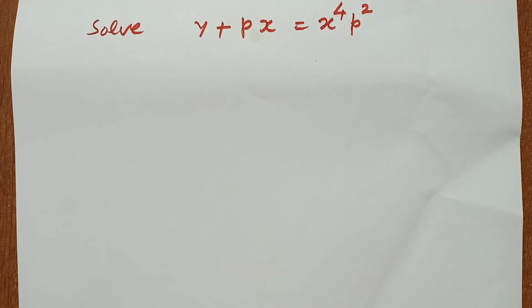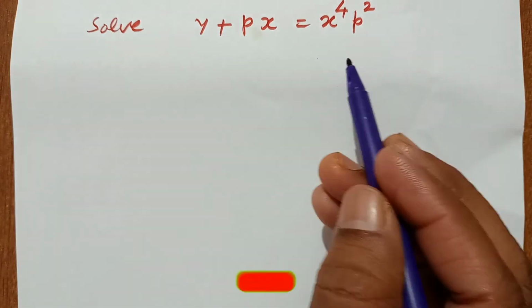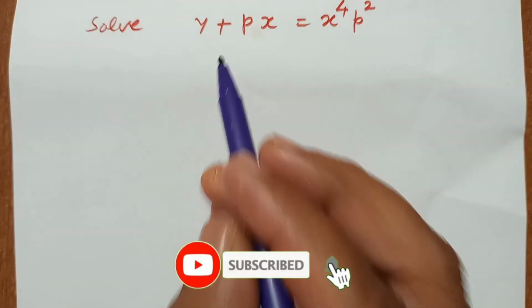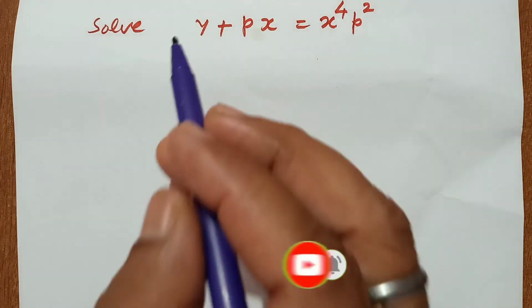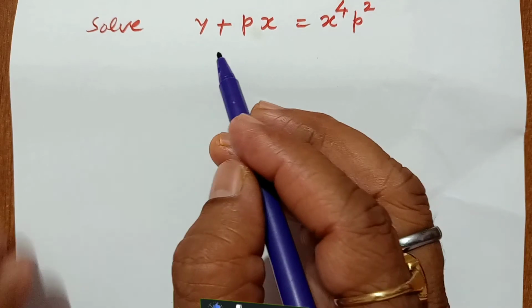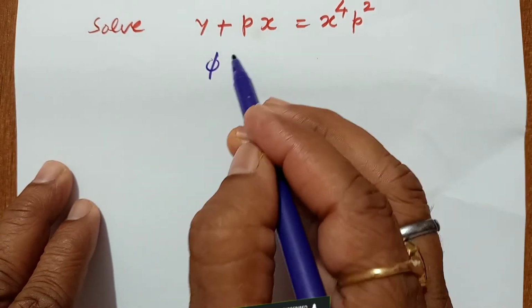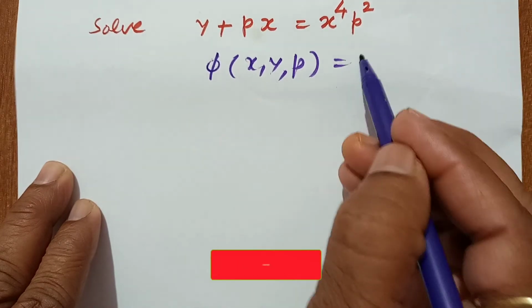Some examples on differential equations which are solvable for y. Solve this differential equation. First we see very carefully. This is a differential equation of first order and higher degree in the form of f(x, y, p) equal to 0.